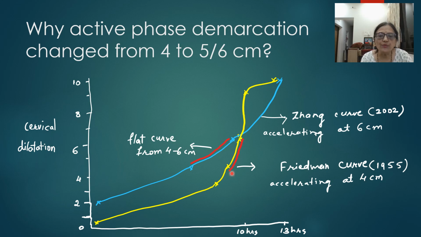And this, especially 4 to 6 centimeters, has a steep curve. It has a steep curve. You can see that, appreciate that. Zhang, in 2002, developed another curve which is called the Zhang curve, based on multiple studies which he conducted over 4-5 years on multiple patients who delivered normally with a good obstetric outcome. What he suggested was that there is an acceleration which takes place not at 4 centimeters but at 6 centimeters.